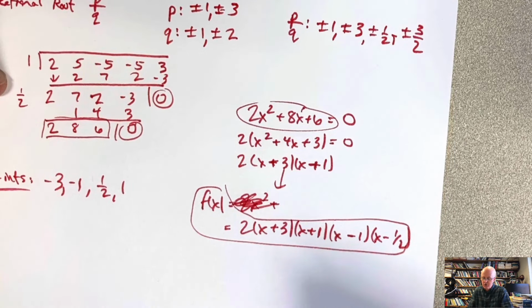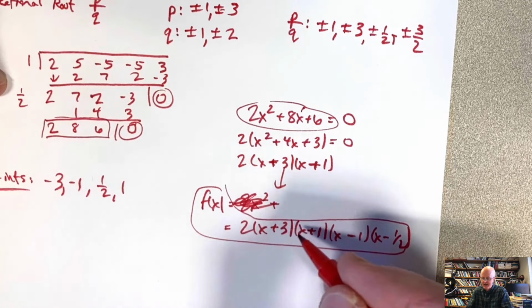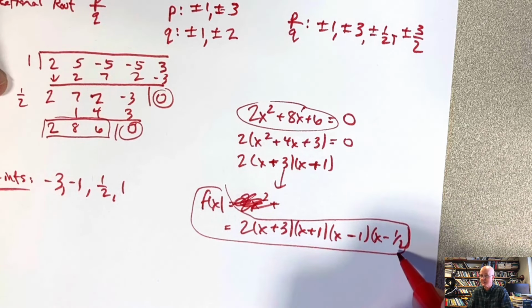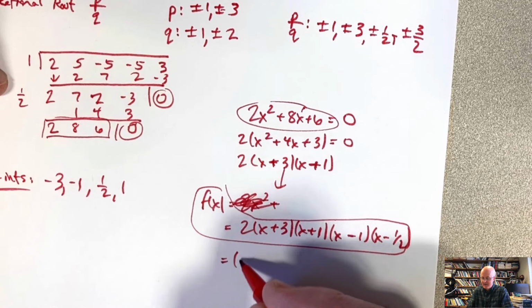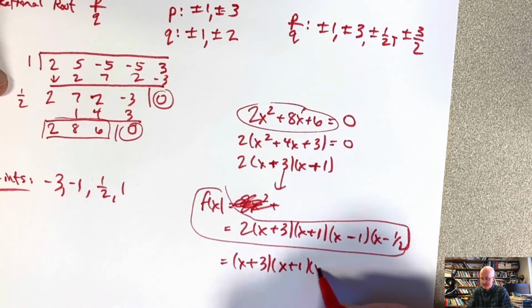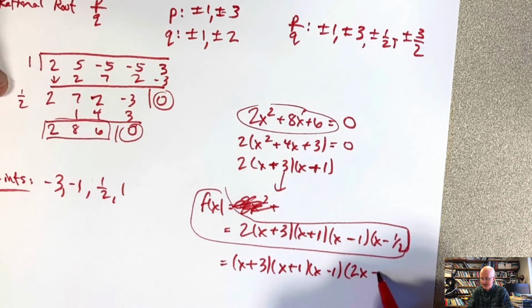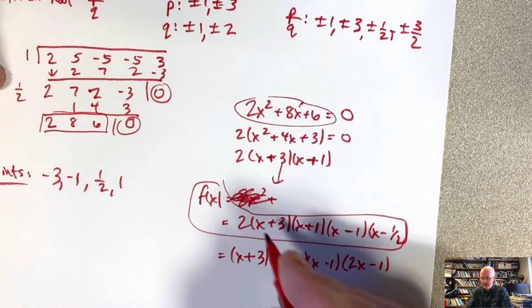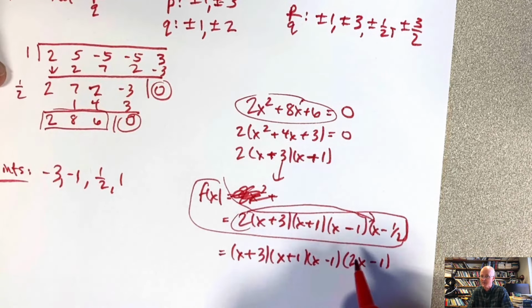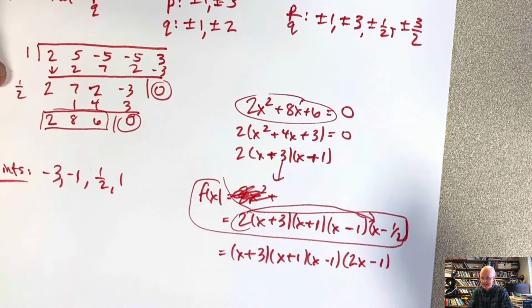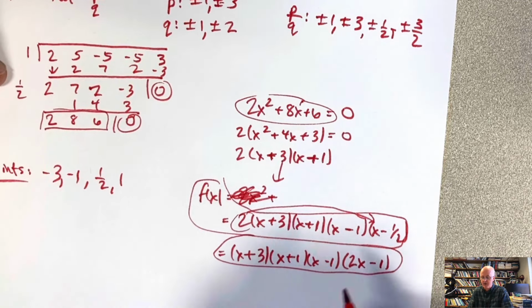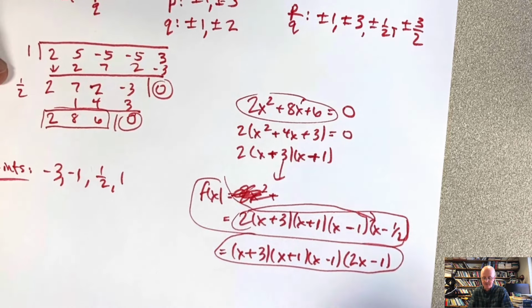Another thing you could do is take this 2 and multiply it times any one of these factors. It makes the most sense to multiply it by this one so the fraction goes away. So another way to factor this is as x plus 3 times x plus 1 times x minus 1 times 2x minus 1. You do need to just multiply it by one of these. If you multiplied it by all of them, you'd really be multiplying by 2 to the 4th, which is 16. Either one of these is a complete factorization of f, showing the roots are -3, -1, +1/2, and +1.